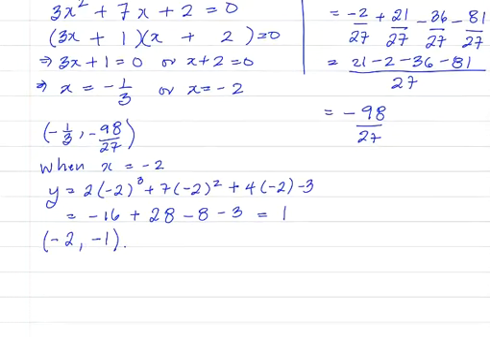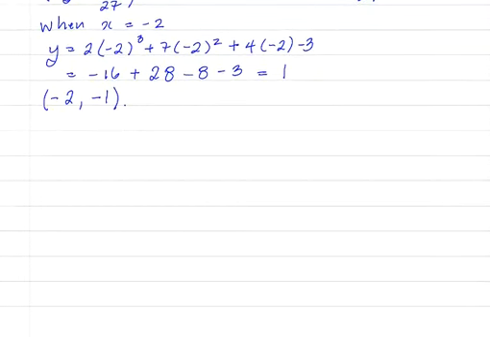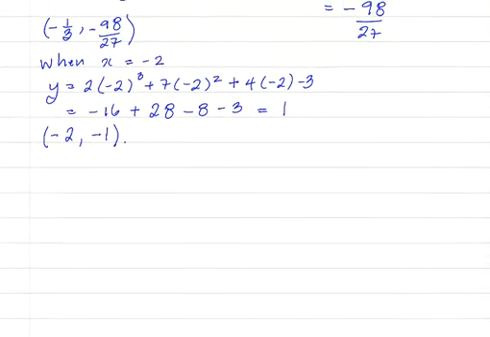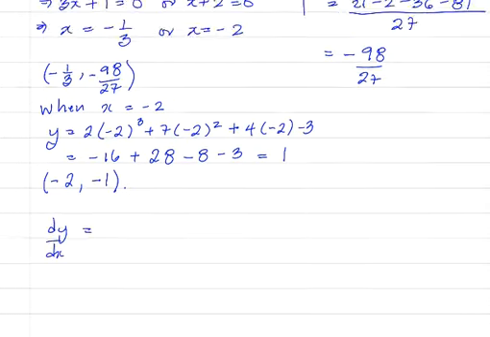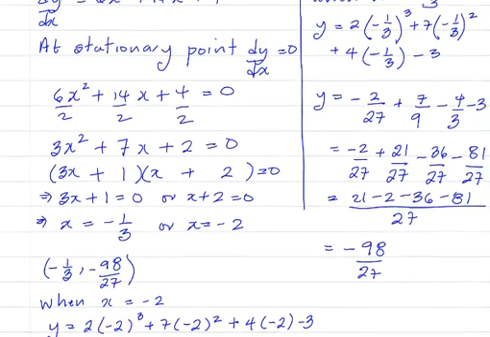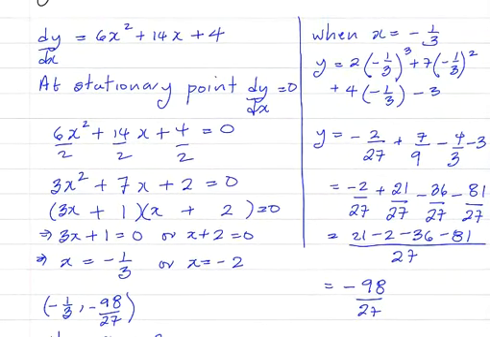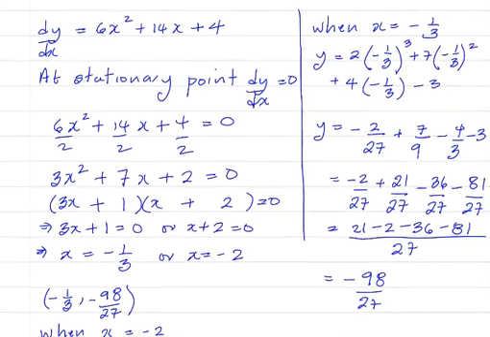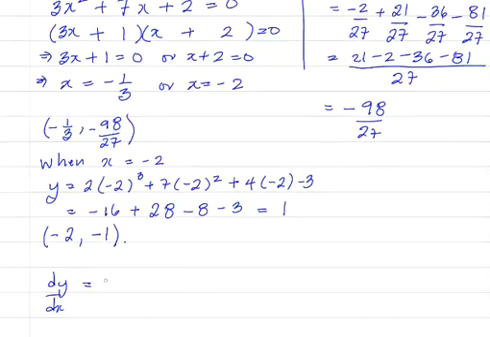The next thing I need to do is classify my turning points. To classify my turning points, I need to look at the gradient before the turning point and the gradient after the turning point. dy by dx was equal to 6x squared plus 14x plus 4.